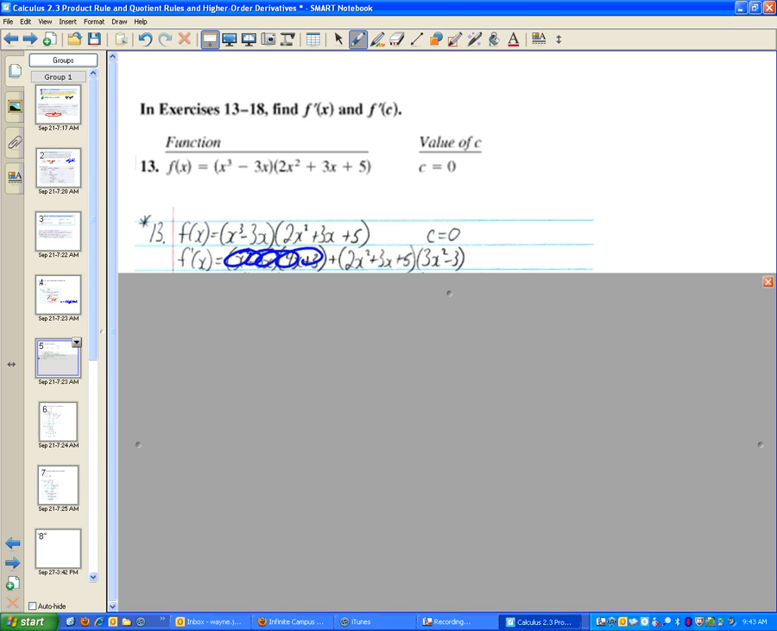So we're going to have f prime of x equals the first function, x cubed minus 3x, times the derivative of the second function. What is the derivative of the second function? 4x plus 3. Plus the second function, 2x squared plus 3x plus 5, times the derivative of the first. What is the derivative of the first? 3x squared. All right, so we've done our one step of calculus.